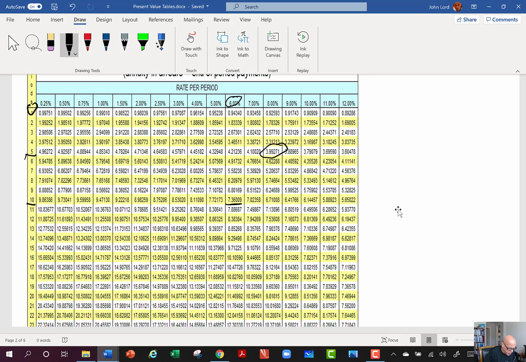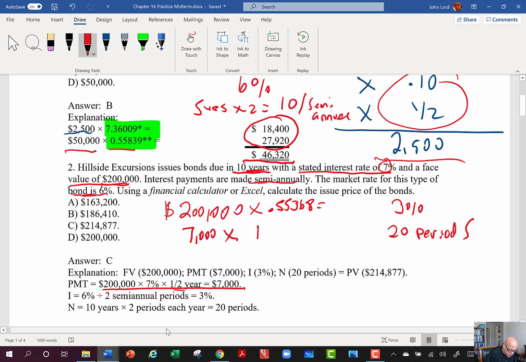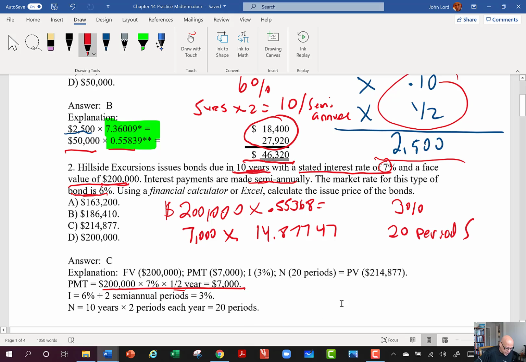I come down here, 3% for 20 periods gives me 14.87747. Let me go back and make sure I got it right: 14.87747. Good. Okay, so now I can do the math on that.